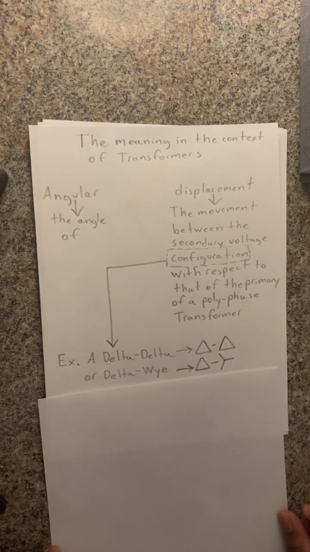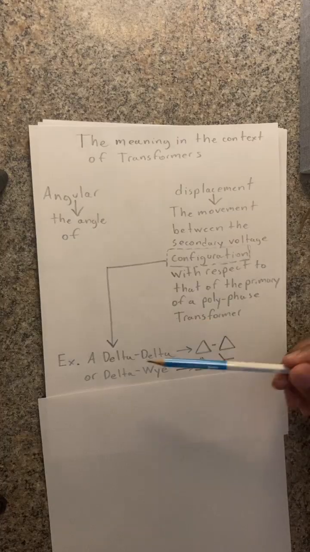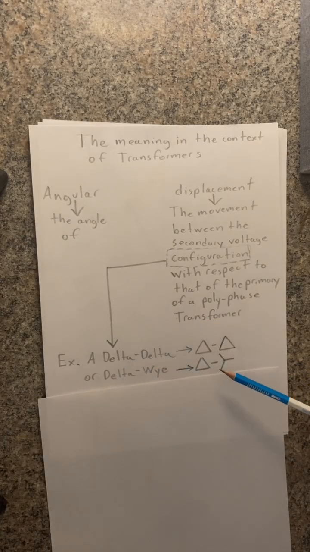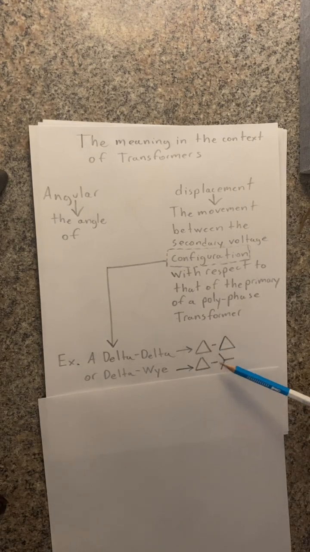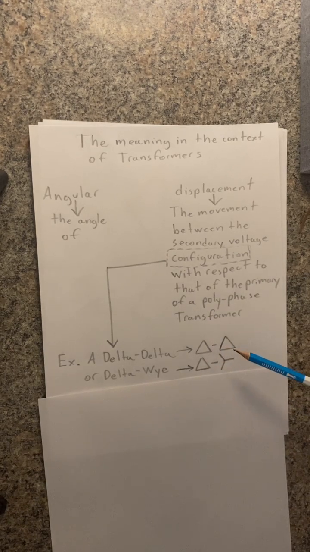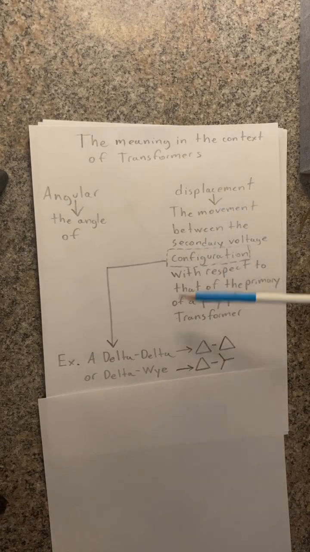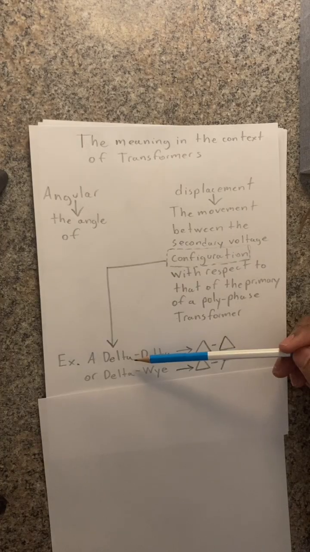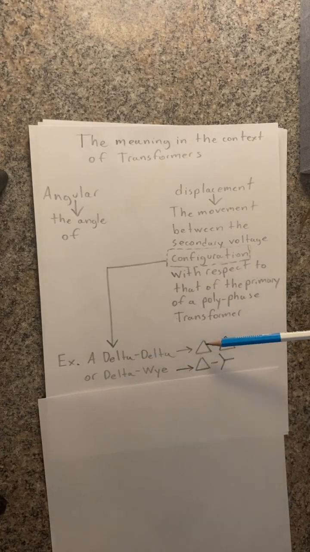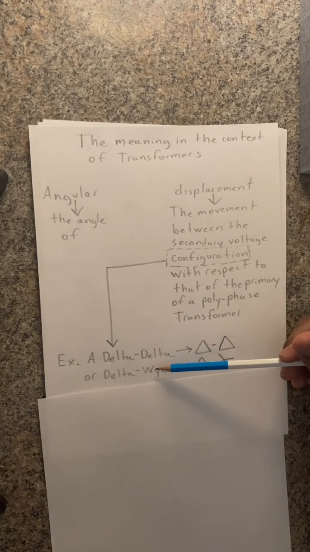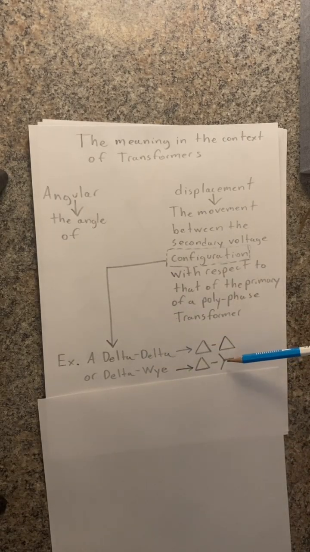Similar to this situation, for another example, we have delta on the primary and Y on the secondary. These are the equivalent configurations, meaning the configuration of the delta and the configuration of the Y or the star. On transformers, it's customary that the delta is represented by a triangle, similar to the Y. The Y is represented by a star, if you will.